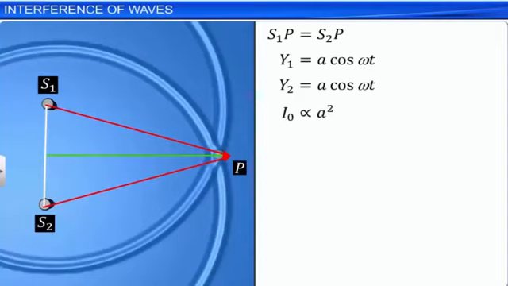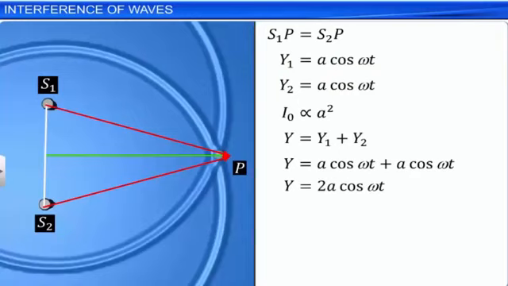The resultant displacement at P, y, is equal to y1 plus y2. On substituting the values of y1 and y2, we get y equals 2a cos omega t. If I is the resultant intensity at P, then I is proportional to 4a squared. In terms of intensity of individual waves, I is equal to 4I0. The resultant intensity is 4 times the individual intensities. Hence, we say that the two waves interfere constructively.